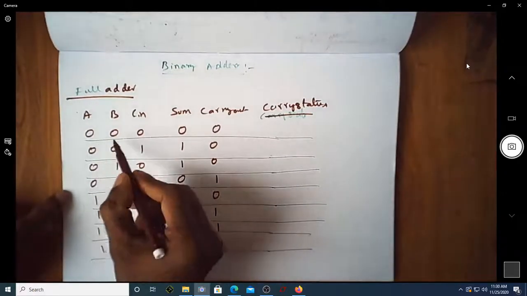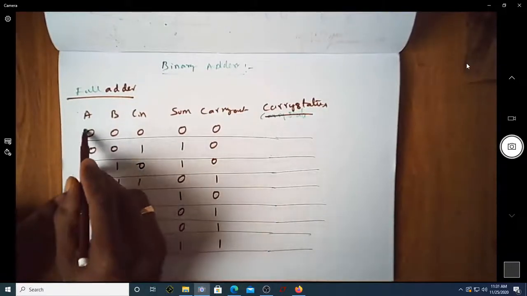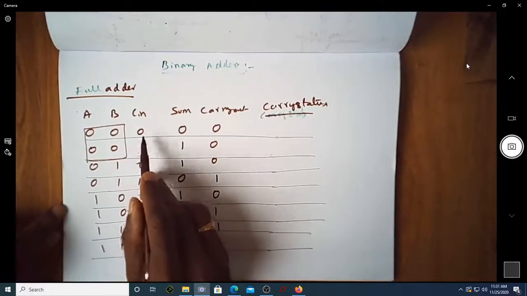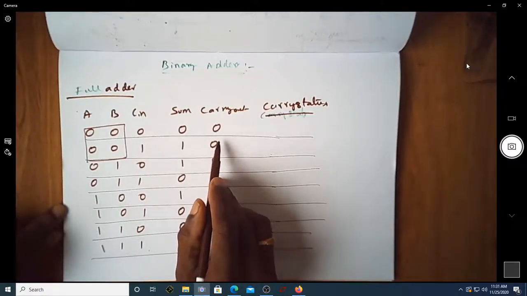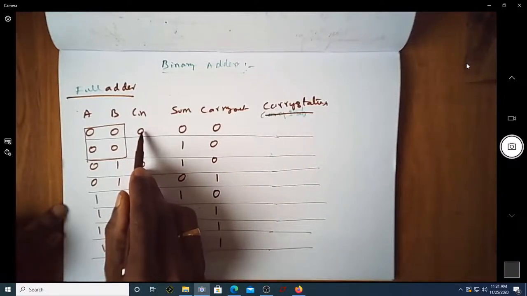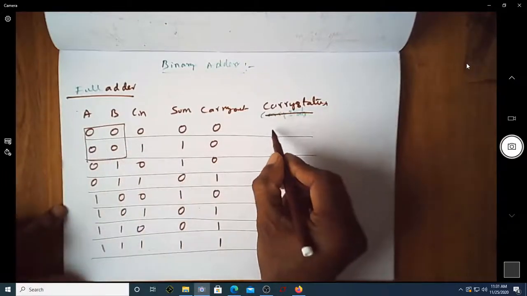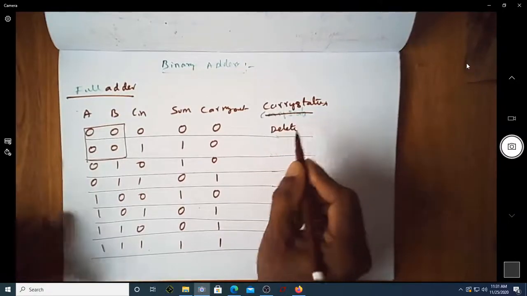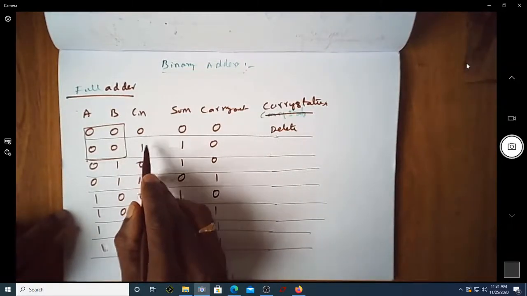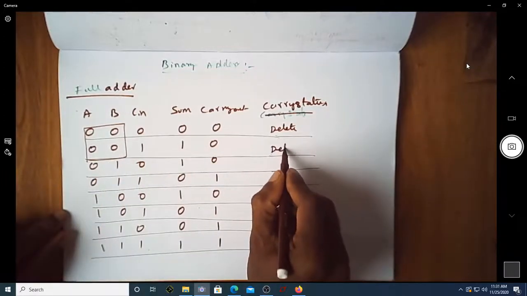For these two particular combinations, we group them: A and B are both 0. Irrespective of the carry in, the carry out is 0. So I can say that the carry out will be deleted to 0 with respect to the value of C in, whether it is 0 or 1. If A and B are 0 0, the carry status is delete: if it is 0 it will remain 0, and if it is 1, the carry in will be deleted to 0 as carry out. I will say this as delete.